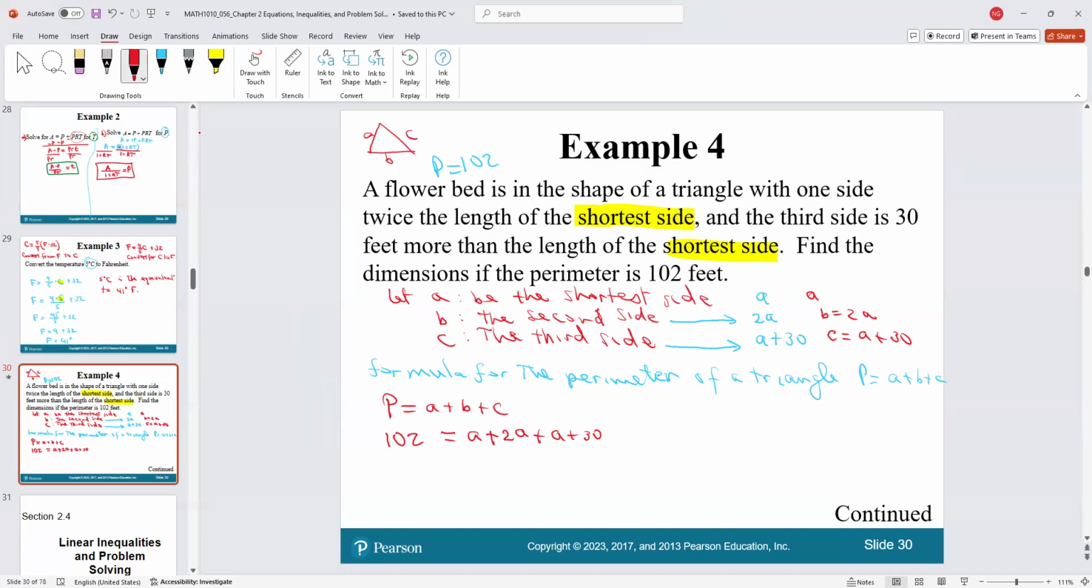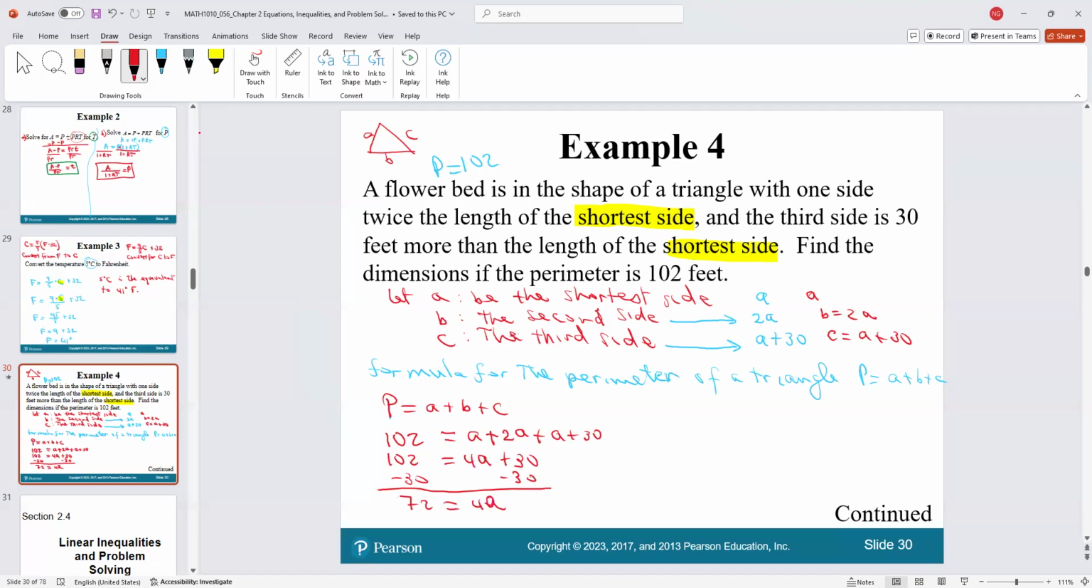Now, we can combine like terms on the right, the 102 stays there. We need to combine 1A plus 2A plus A, which gives you 4A plus 30. All right. After you do that, you need to isolate the 4A. So we subtract 30 from both sides. So 102 minus 30 gives you 72. You can verify if I'm correct on this. Equal to 4A.